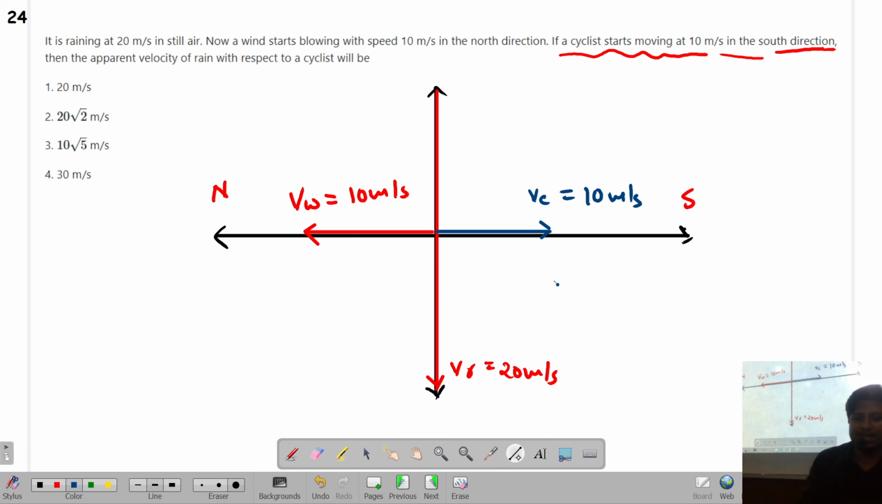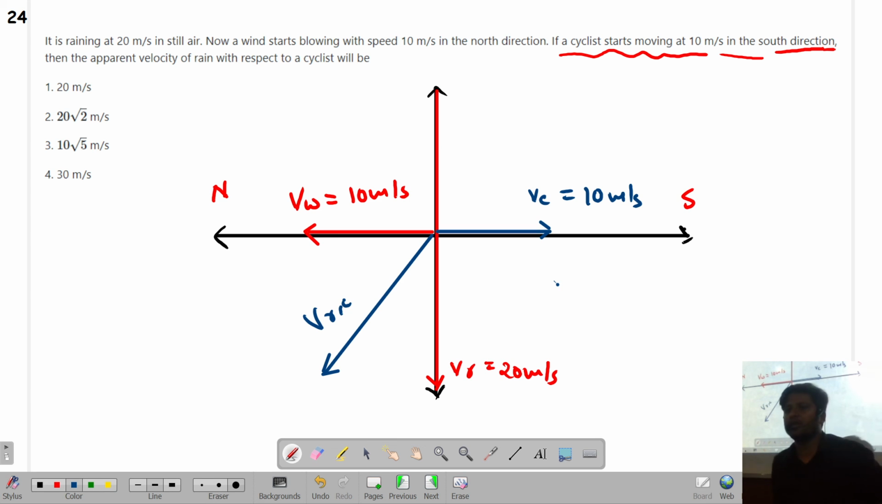So what it is asking is the apparent velocity of rain with respect to the cyclist. This will be the resultant of the velocity of rain with respect to the cyclist. Now this makes some angle theta with the vertical. You can calculate it, but here it is asking for this velocity itself. Try to understand: the velocity of rain with respect to the cyclist is equal to the velocity of rain vector minus the velocity of cyclist vector.